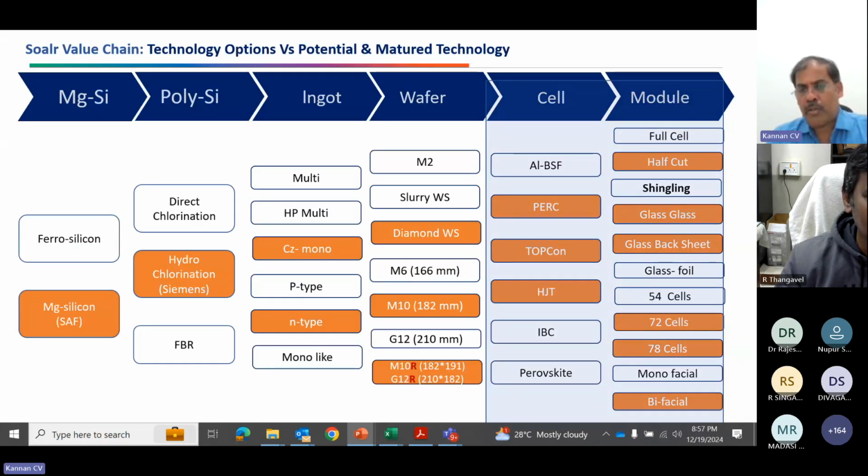Then we are talking about the downstream two products, cell and module. I'm not going to spend too much time. Maybe another 5 to 10 minutes I will spend, then I'll close the talk.